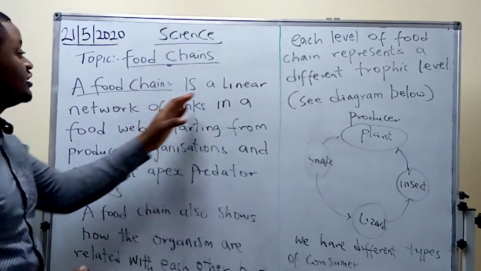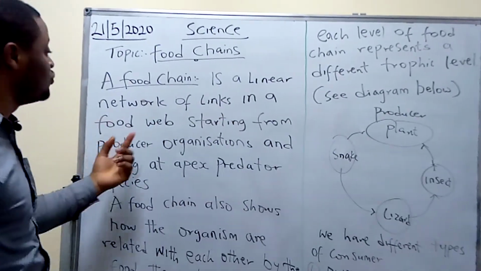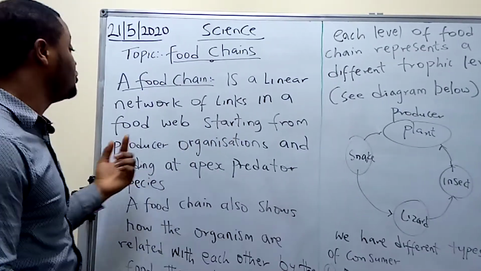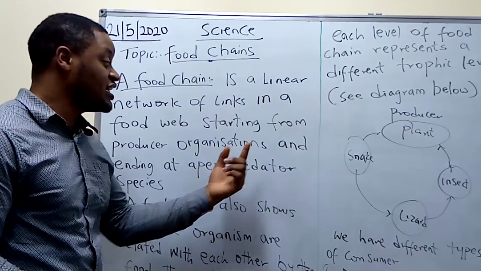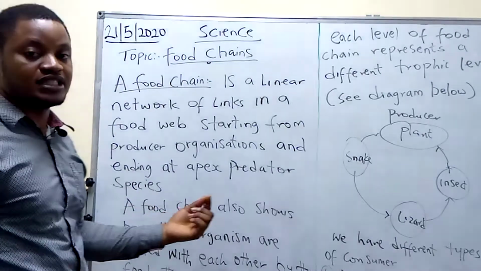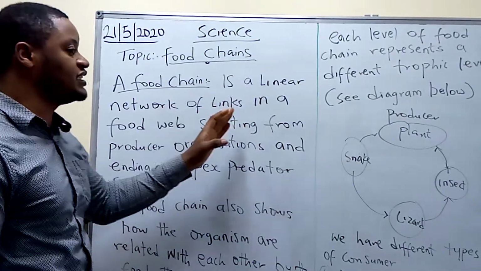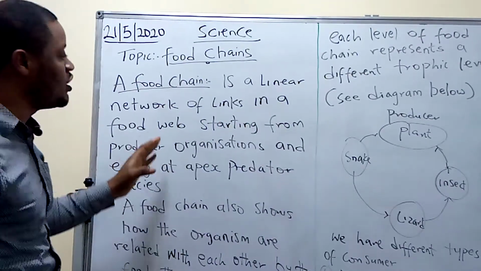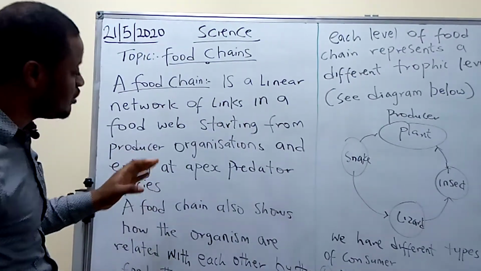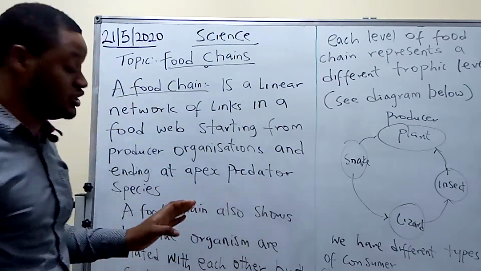A food chain is a linear network of links in a food web, starting from the producer organism and ending at the apex predator species.